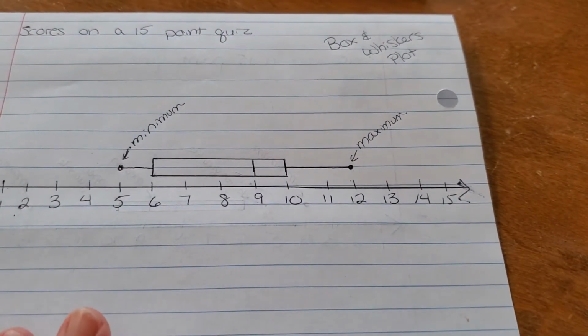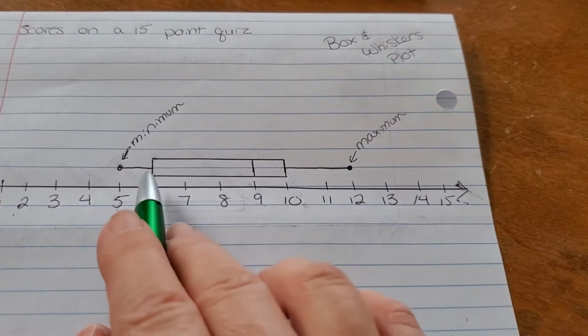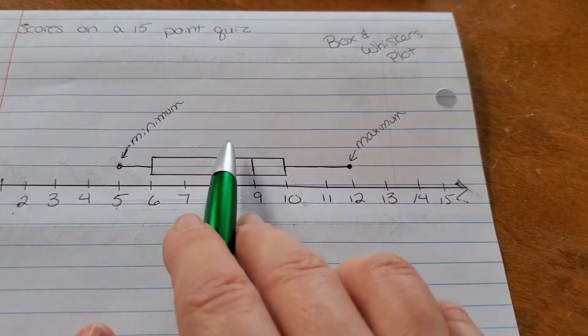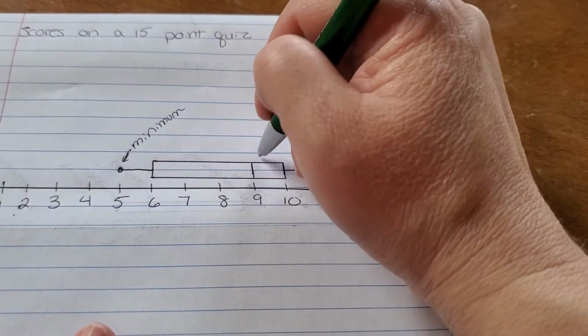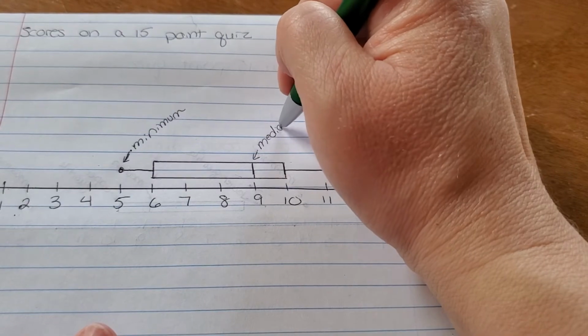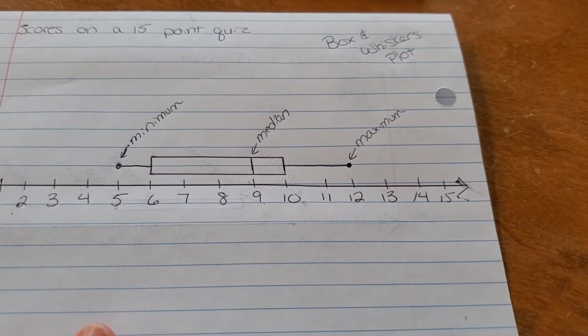That's your maximum score, a 12. This line, right, so these are our whiskers. This is why it's called a box and whiskers. If you look inside the box, this line inside the box is at the median, which you know is the middle score. So the median score on this quiz was a 9.